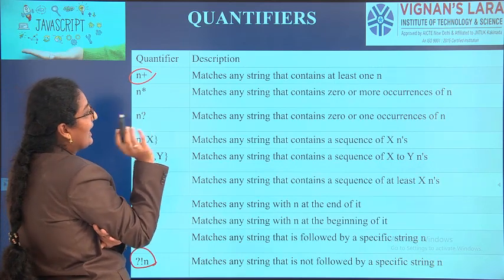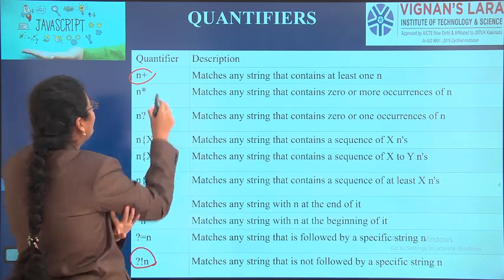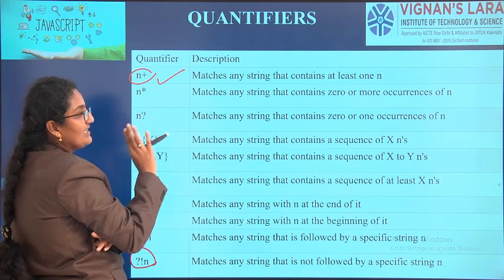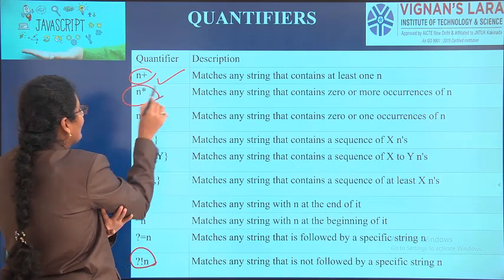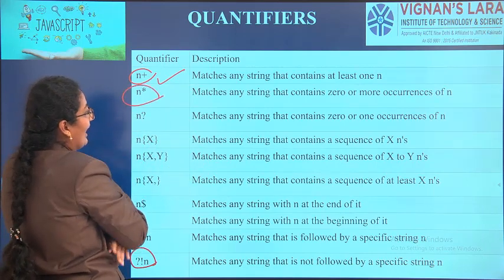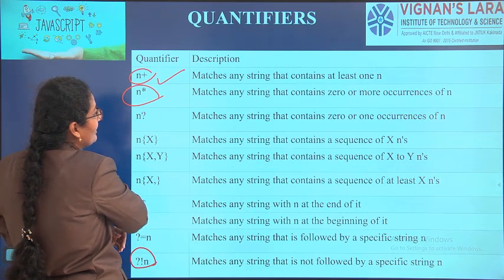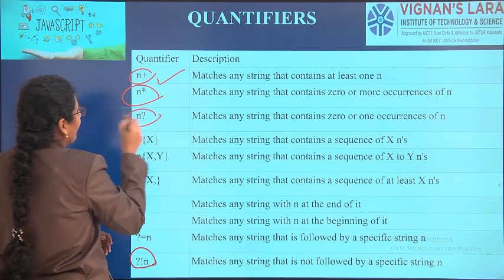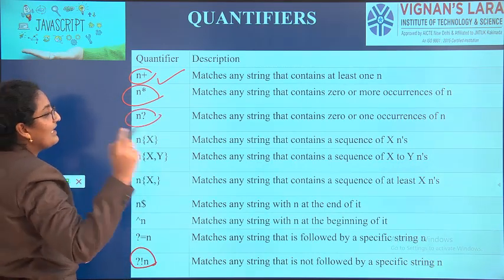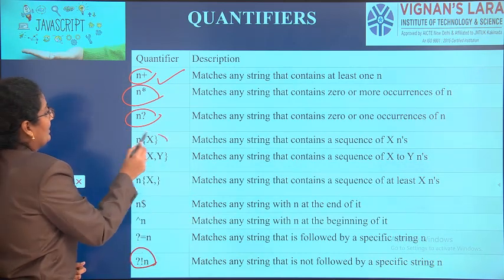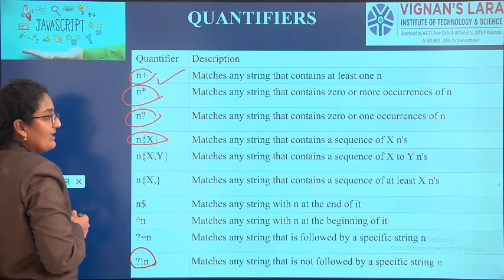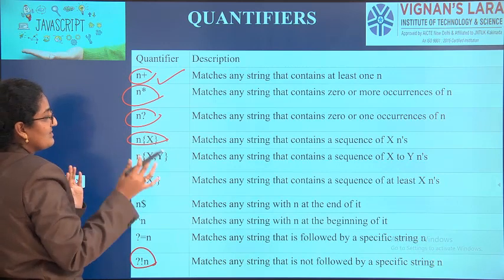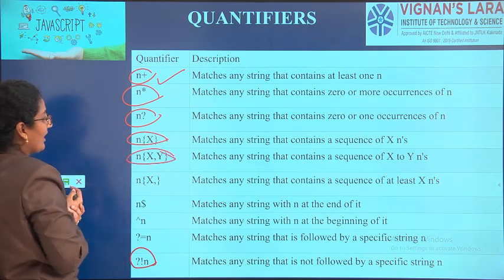If any string has at least one n letter, it will match. If a string does not have n, n asterisk will match. If we have 0 or 1 occurrences of n, it will match with n question mark. If n occurs repeatedly in a string, it will match with n plus. Repeated sequences of n's related to x and y: n{x,y}.